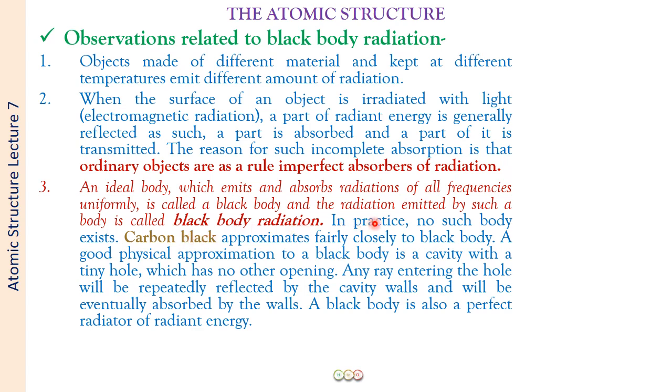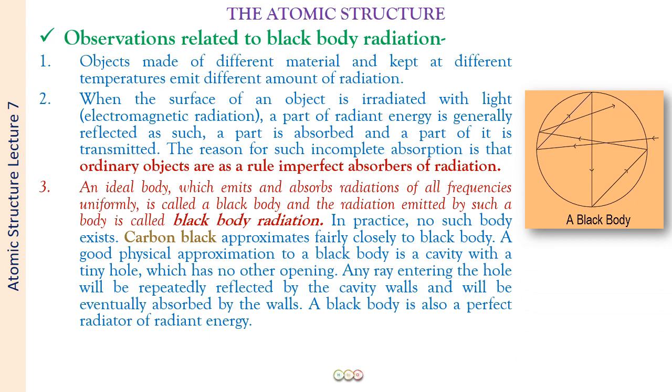But in practice, we do not find any such body. There is no perfect black body known. Carbon black approximates fairly close to a black body, but it is also not an ideal black body. And now how can we understand this phenomenon of black body radiation? You can understand this by taking, say, any solid object which has a cavity inside, it is hollow inside. And then we allow a ray of light to pass through a very tiny hole in the object.